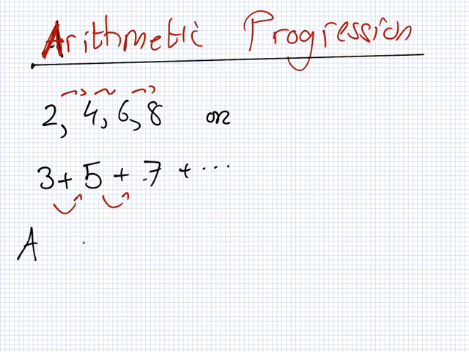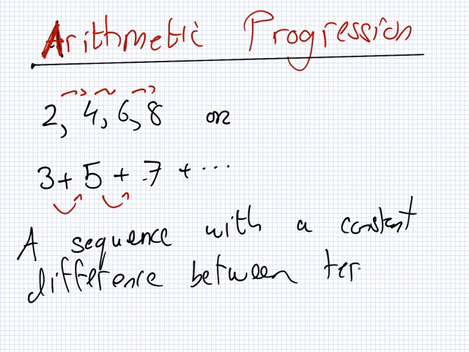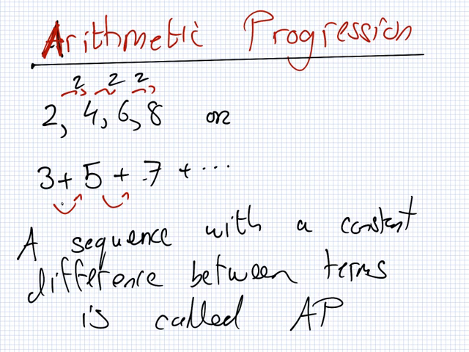So a sequence with a constant difference between terms is called arithmetic progression, or just AP, I'll say. So here the difference is 2 each time, and here the difference is 2, as an example, yeah? A sequence with a constant difference between terms is called arithmetic progression. It's called an arithmetic progression.